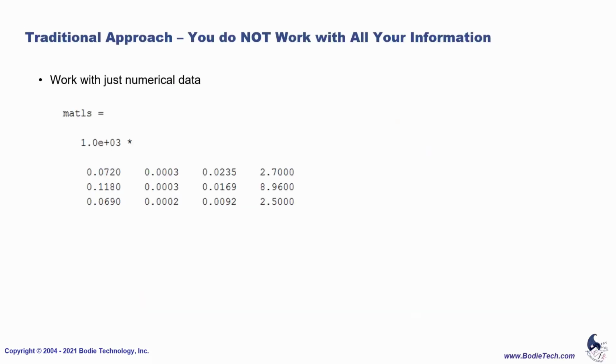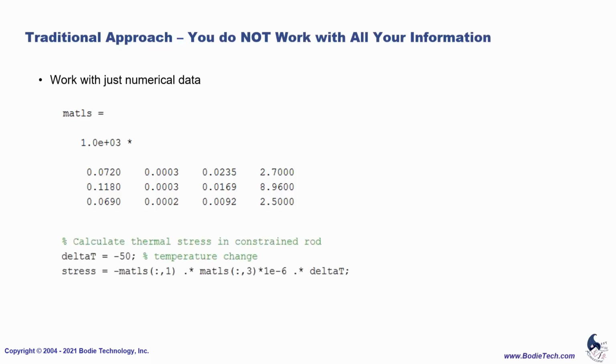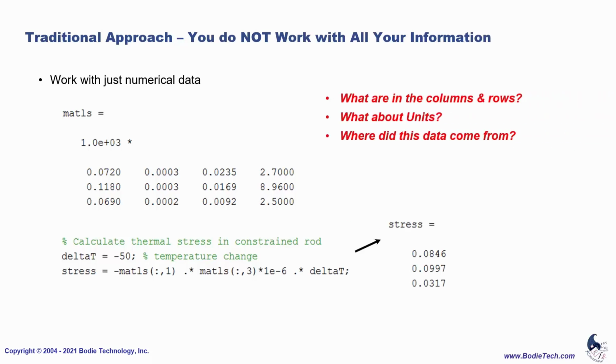Let's further consider the traditional approach, where you do not work with all your information. So you're only working predominantly with numeric data. Here's an array that's holding some information related to some materials. And here's a calculation where I'm going to calculate thermal stress in a constrained rod, applying a change in temperature, and computing a stress. Obvious questions we have are, what are the columns and rows? And what about units? And where did this data come from? And what are the units on this result? It is not clear in this calculation approach.